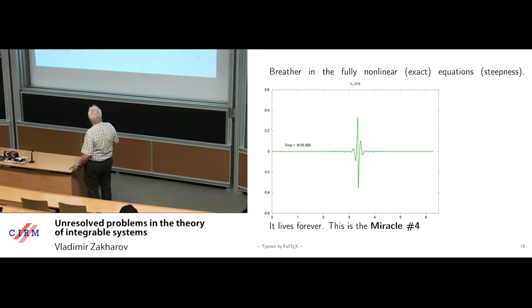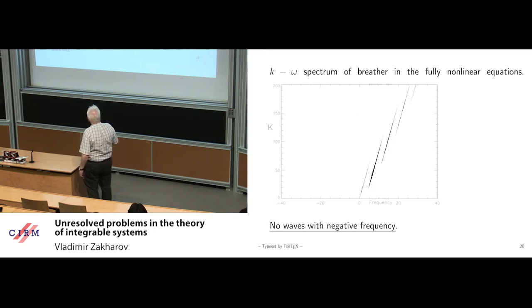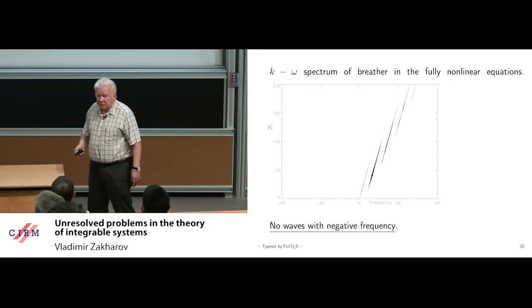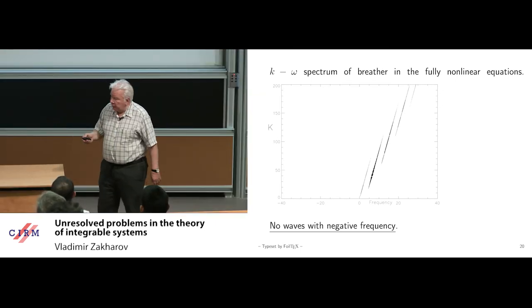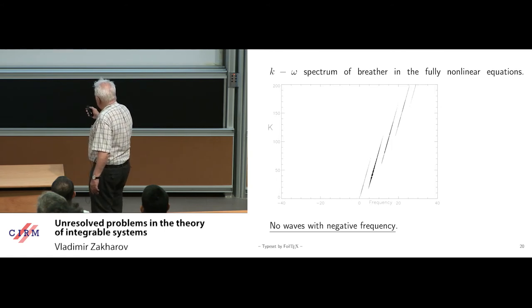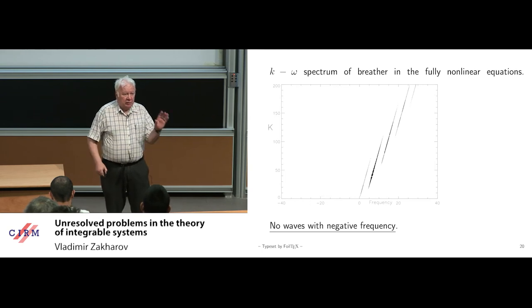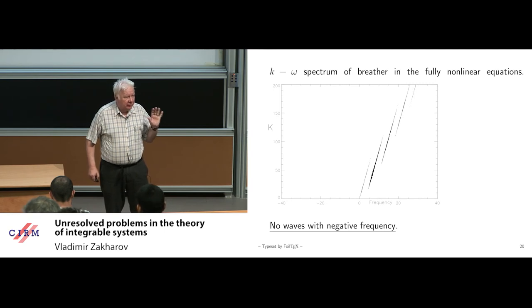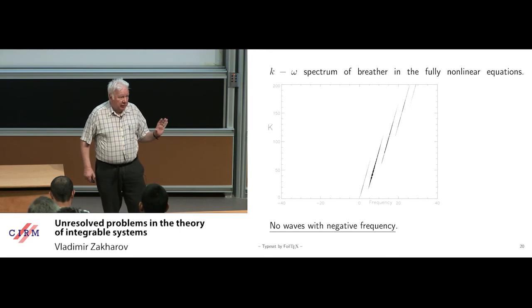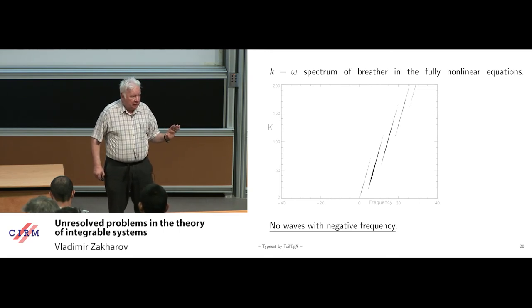And next slide, please. Okay, now it's omega-k, the space-time spectrum. You see that it's linear. It's a line corresponding to the leading harmonic, second harmonic, third harmonic, but there is no wave propagating in the backward direction. So it's a very strong restriction for generation of waves going in the backward direction. It must be a very natural consequence of integrability.